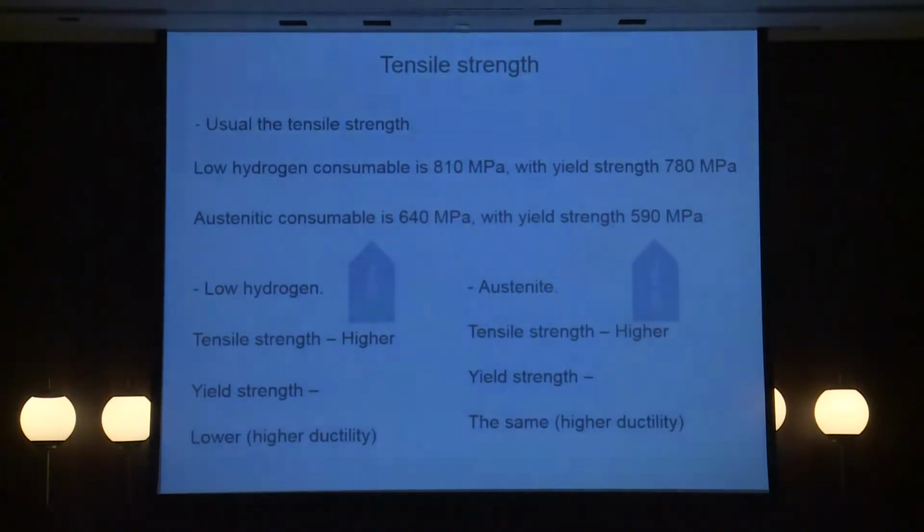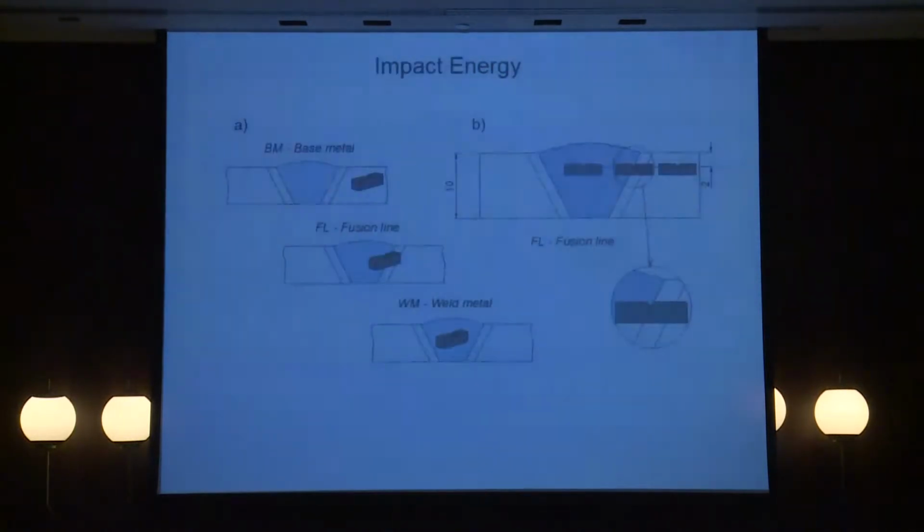Usually armor steel is welded with low hydrogen consumable or austenitic wire. Low hydrogen consumable has approximately from 130 to 160 megapascal. Austenitic wire has approximately, as I mentioned, 700 megapascal. So we now get tensile strength almost as high as with low hydrogen consumable. After that, we investigated impact energy.